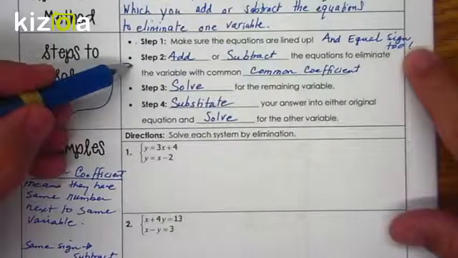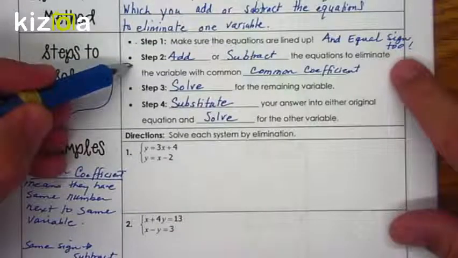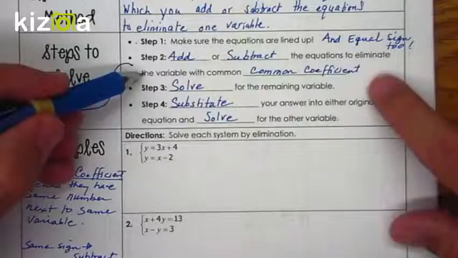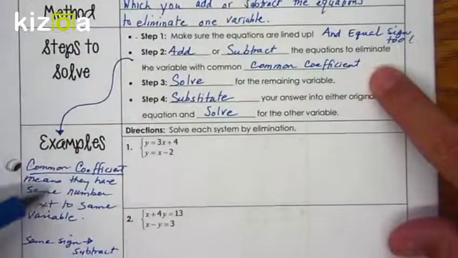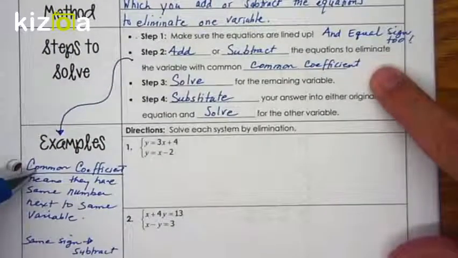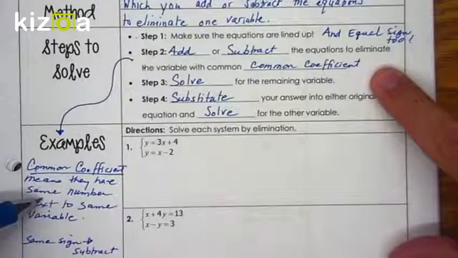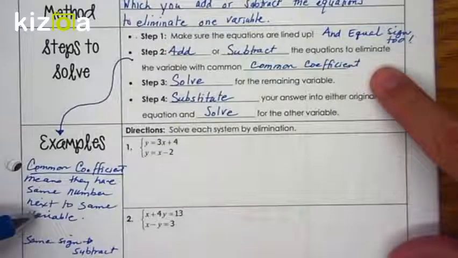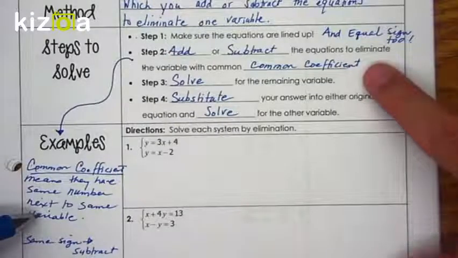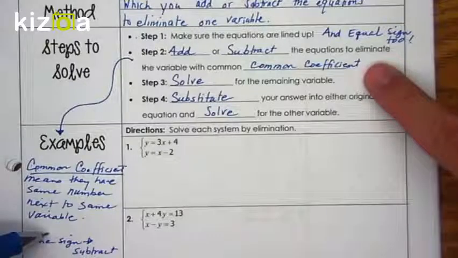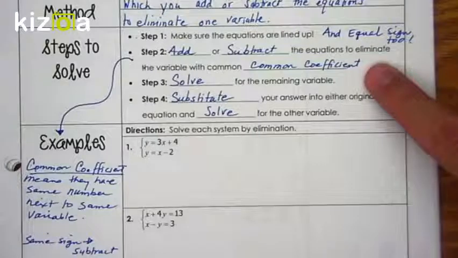And then you're going to decide whether you're going to add or subtract to eliminate one of the variables that have common coefficients. A common coefficient means they have the same number next to the same variable. If the signs of the coefficients are the same, you will subtract the two equations. If the signs of the coefficients are opposite, you will add the two equations.